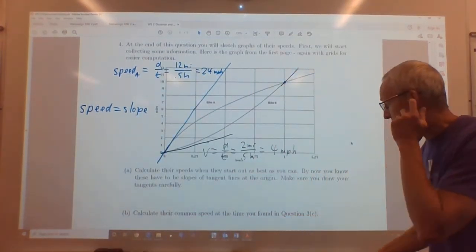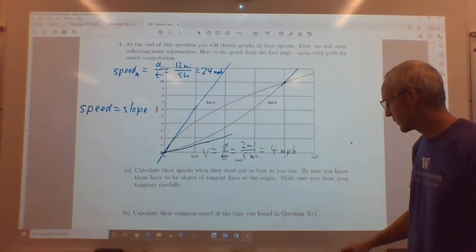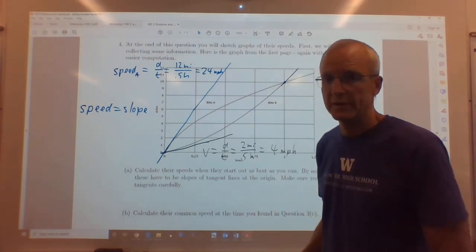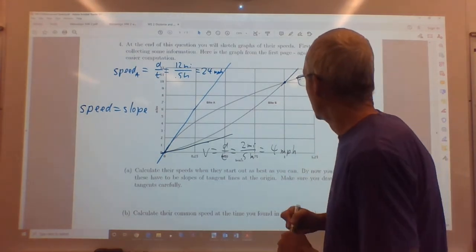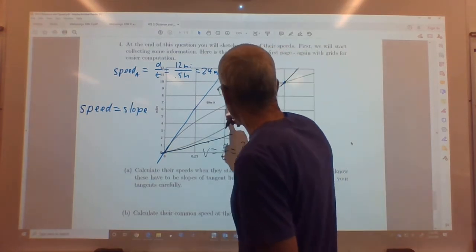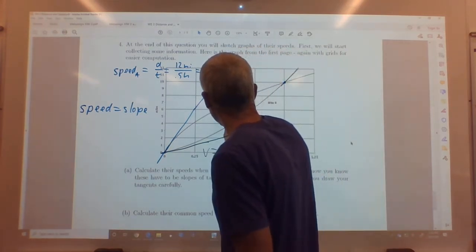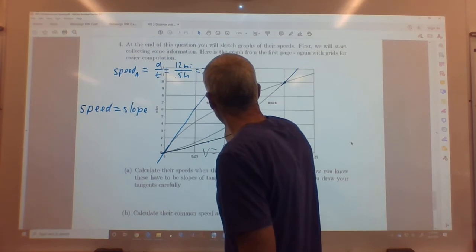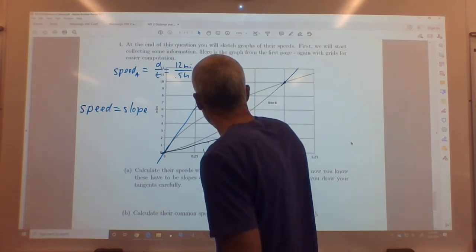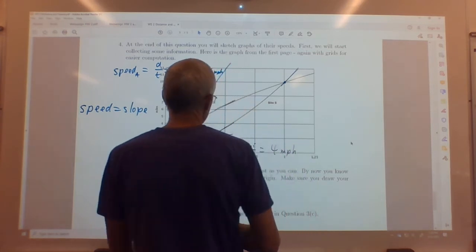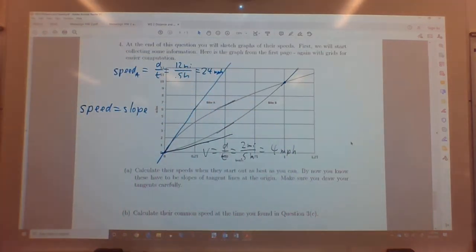Okay, part B: calculate their common speed, the time you guessed found in question 3C. So in 3C, you're supposed to say, when is the slope the same? When are their slopes the same? So somewhere around, let's see, here, to draw a tangent line right there, the slope looks like it's about like that. At that same time here, it looks like it's about like, yeah, that's pretty close.